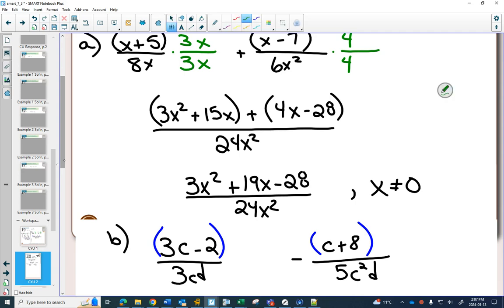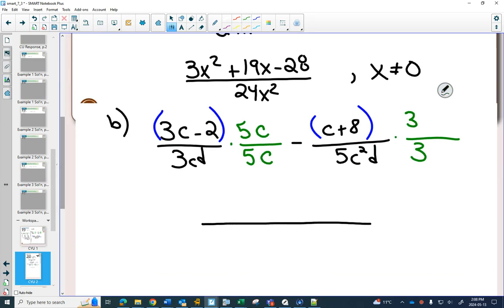And looking at my numbers first, if I need a common denominator because I'm subtracting, this one's a 3, this one's a 5, so this one will need a 5, and this one would need a 3. Then I go to my variables. They both have a d, so that part is good. That one has a c squared, this one just has a c, so I'm going to need to multiply this first one by a c to get that common denominator of c squared.